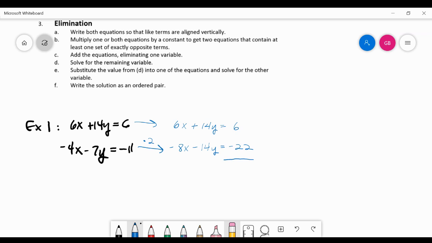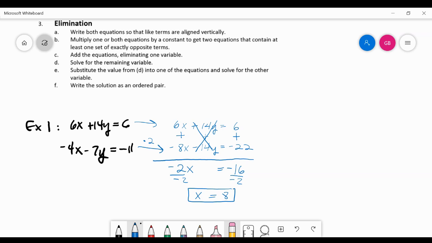We can eliminate by adding the two equations. So we're going to add them vertically. So 6x plus negative 8x is negative 2x. 14y plus negative 14y, so these eliminate. And then 6 plus negative 22, that's going to be negative 16. So I'm just left with one variable, and I could solve for x by dividing both sides by negative 2. So now I know that x is equal to positive 8.